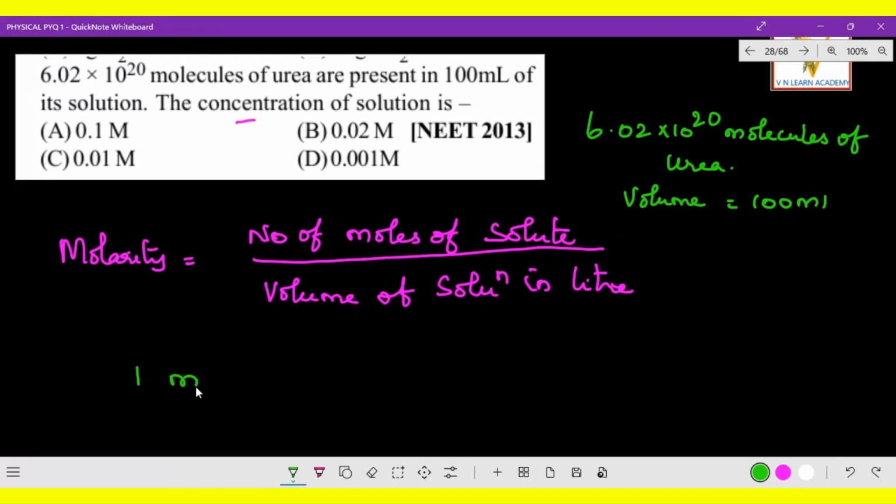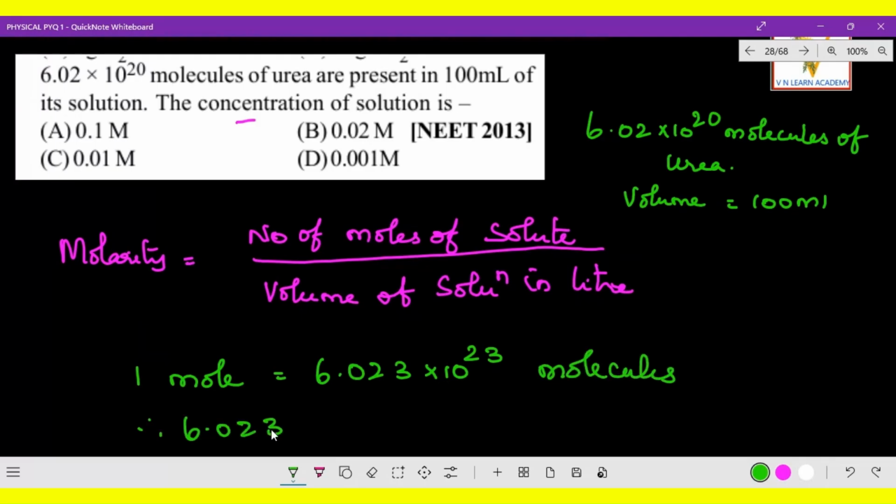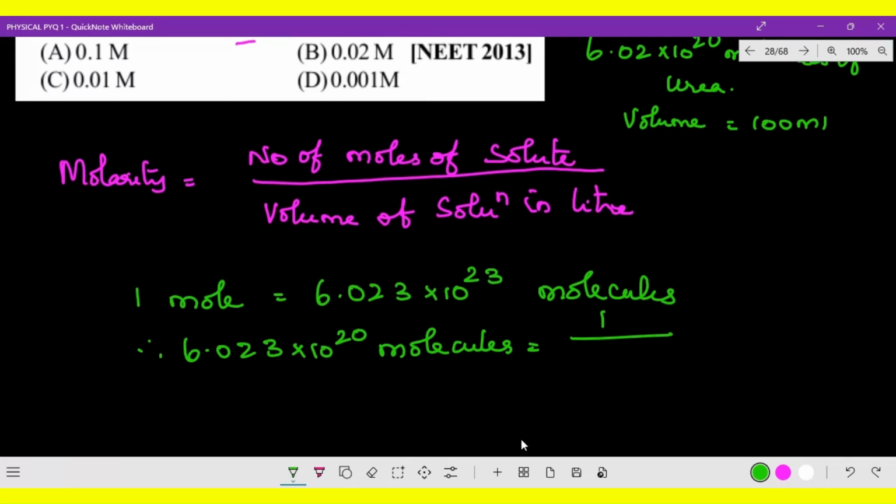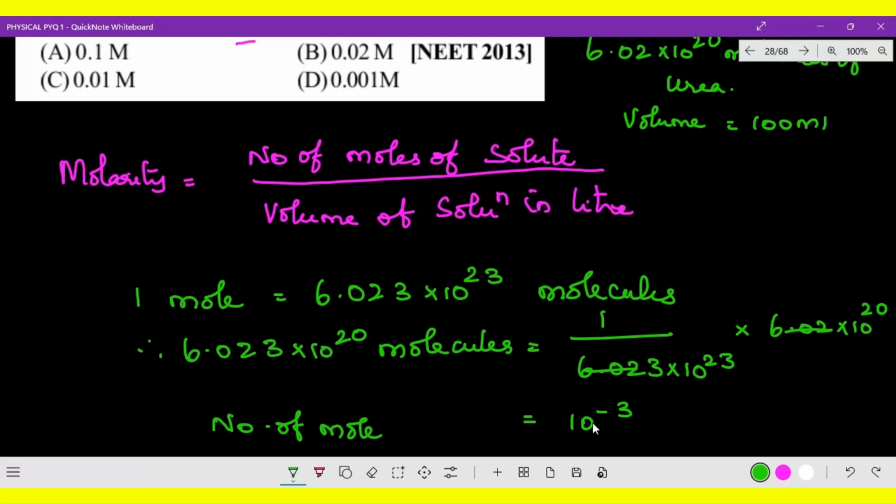So 1 mole equal to 6.023 into 10 to the power of 23 molecules, right? Therefore, 6.02 into 10 to the power of 20 molecules equal to 1 by 6.023 into 10 to the power of 23 into 6.02 into 10 to the power of 20. Okay, now this and this will be cancelled. So remaining how much? 10 to the power of minus 3. So the number of moles of solute is 10 to the power of minus 3.